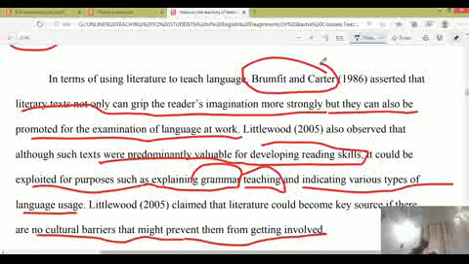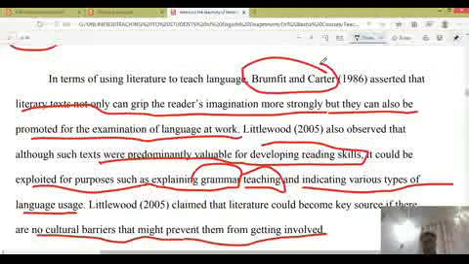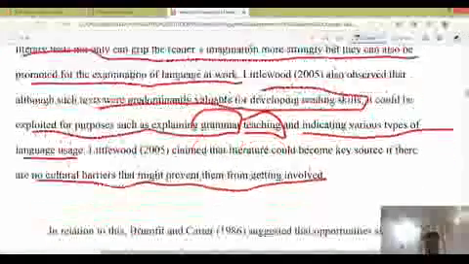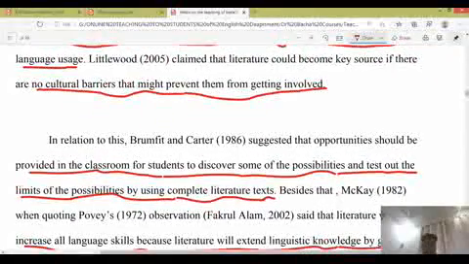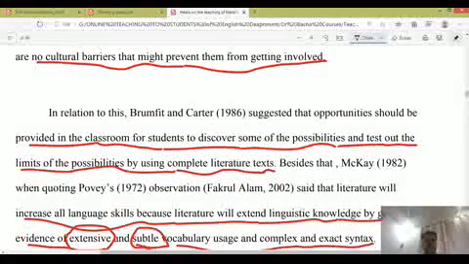So if a piece of literature is discussed in a class, it exploits, examines and demonstrates the grip of language, and it demonstrates to students certain skills they have. Furthermore, such opportunities are given to students in the classroom, which discuss other possibilities and test out the limits of possibility by using complete literature texts, right?